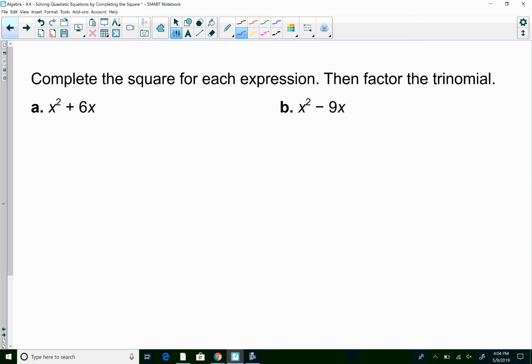I think I clicked too far. There it is. Okay. Complete the square for each expression.